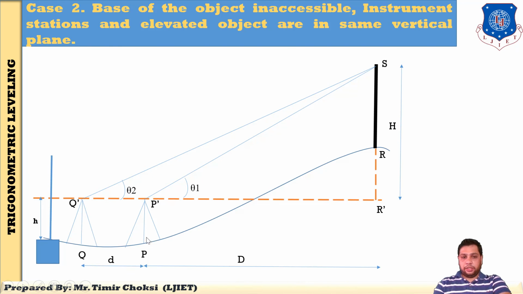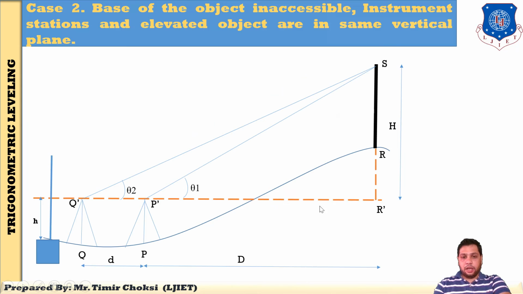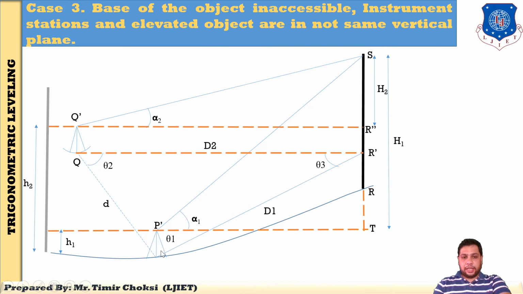Here, in the same vertical plane, two instruments P and Q are used. The base of the object is not accessible, so you cannot directly find the capital D, the horizontal distance between the instrument and the object. In case number 1 you directly find the distance with a tape or chain, but here the base is inaccessible, so you cannot find capital D directly. You use a modified formula to find the value of capital D. In case number 2, the object and instrument axis are in the same vertical plane, but in case number 3 there are two instruments P and Q whose vertical planes are different. So this is case number 3.